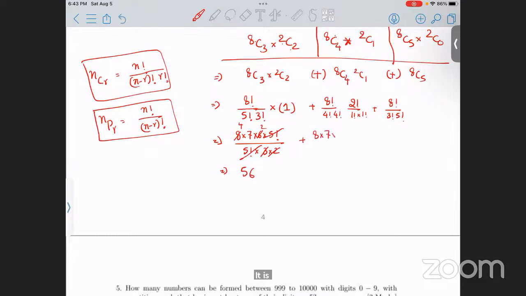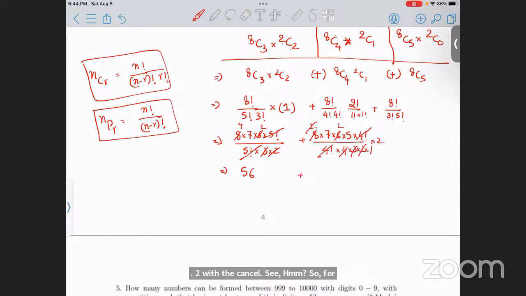Plus same thing: 8 into 7 into 6 into 5 into 4 factorial divided by 4 factorial into 4 into 3 into 2 into 1. 4 factorial cancels, 2 gets cancelled, 3 into 2. And here 2 factorial is 2. So 4 into 7 into 5, it is 140.